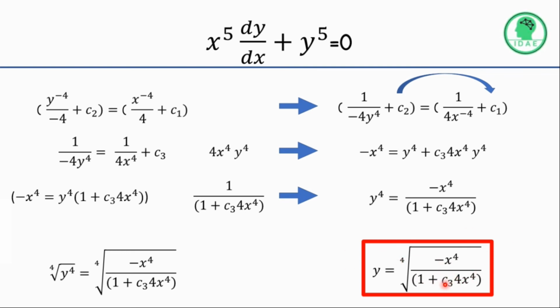Of course, we don't know C3 yet, we don't know it, but if the question gives you some points, for example y equals 1 and x equals 3, you can put them here and you can find C3 for an exact solution, right?